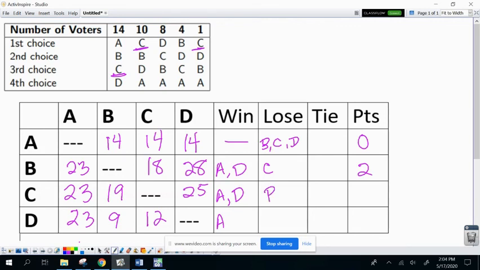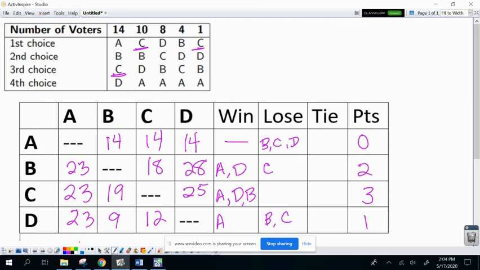C lost to B. Down here for D, excuse me, that is incorrect. That is what's off. I forgot to record B as a win. For D, it won its battle versus A, it lost its battle versus B, and it lost its battle versus C. So we have 3 points for C, 1 point for D.